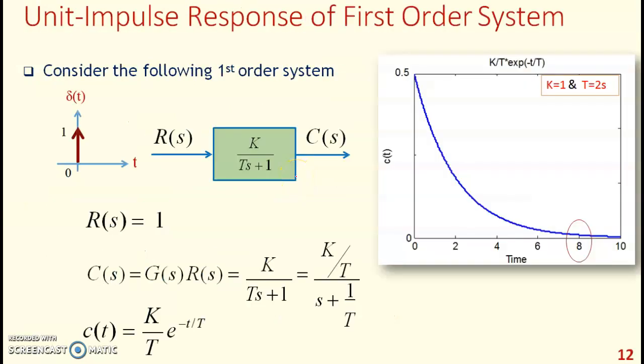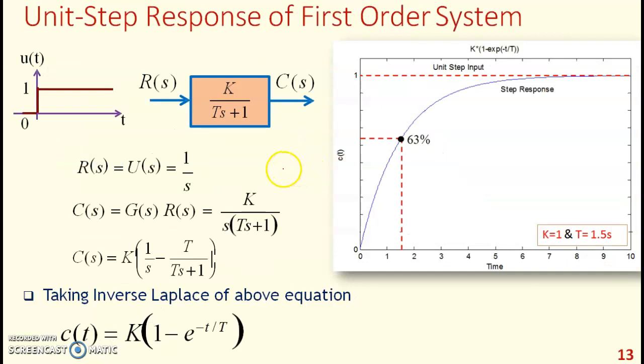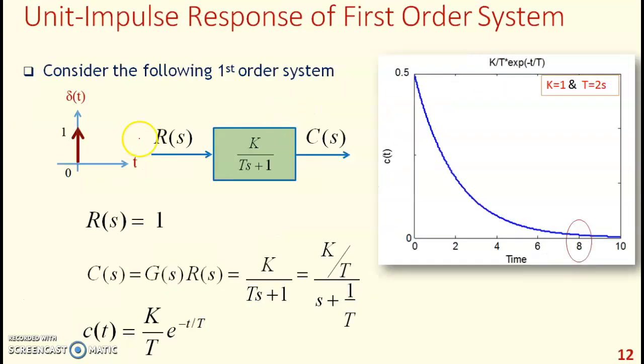Now the unit impulse response for the first order system. That is represented by the graphical. So then unit step response of first order system. So this is the input. So unit impulse for first order system. This is the impulse response.